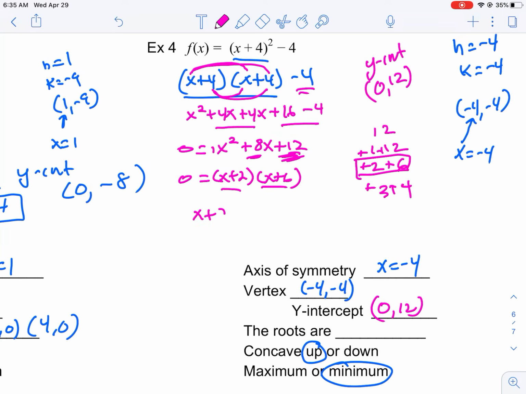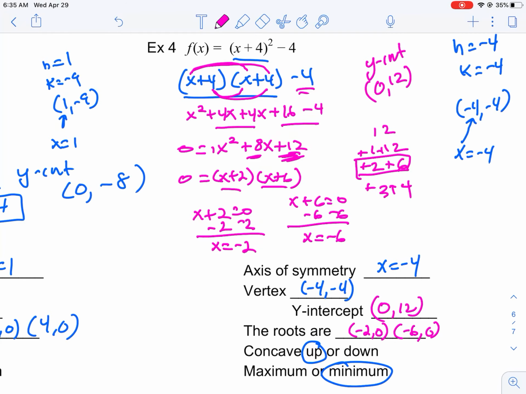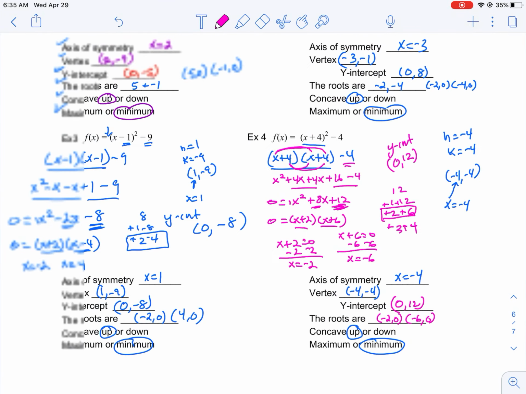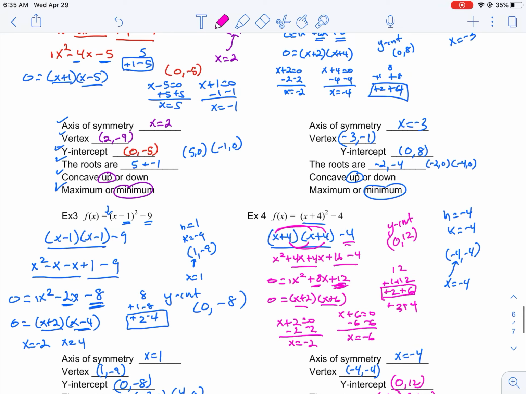So solve. X plus 2 equals 0. And then x plus 6 equals 0. And so our roots are, let's write them as coordinates this time. (-2, 0) and (-6, 0). Okay? Those are your notes. If you follow these examples over and over again, you're going to do fine.